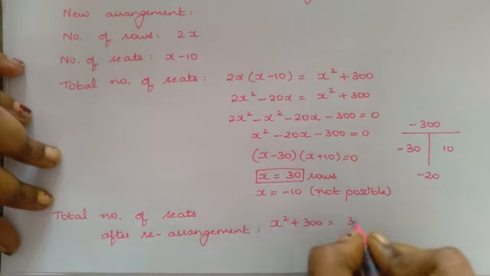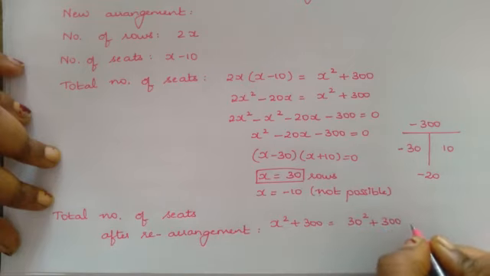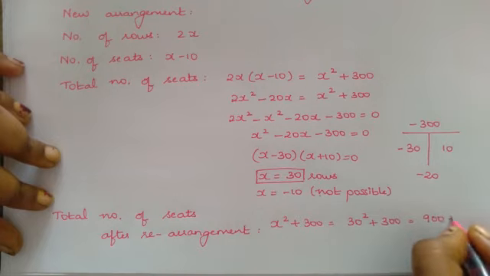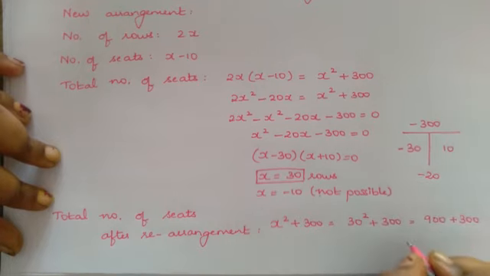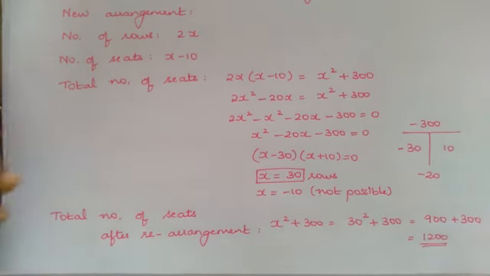That is 30 square plus 300. What is 30 square? 3 3s are 9 and 2 zeros, so 900. 900 plus 300 is 1200. So we are going to have 1200 seats. That's it. Thank you.